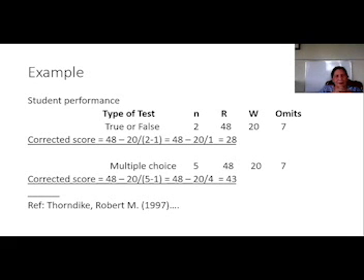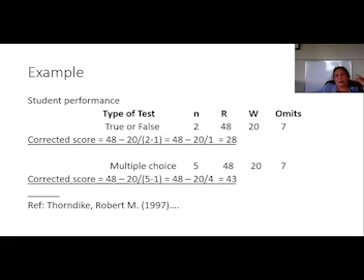Tingnan natin. Right, the R is 48. Ang wrong is ilan? 20. 68. Ang omits is 7. So, 75 items, di ba? Okay. So, anyway, we are not concerned with the total number of items. We are only concerned about the wrong and the right responses. We're not even concerned about the omits.